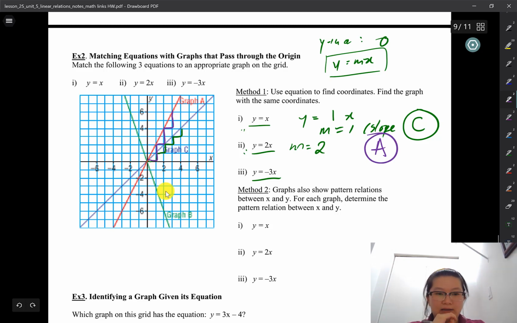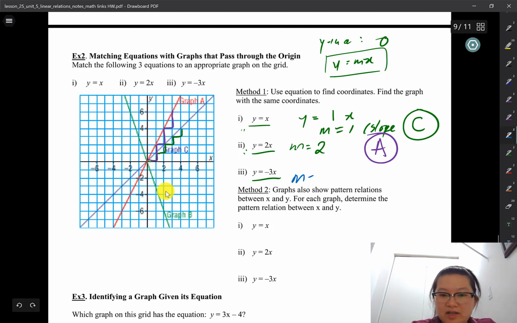Also, notice that both of these slopes were positive, meaning our lines will be going upwards, not sloping downwards like downhill. But in the third one, we do have something that is negative. We do have a negative slope here.